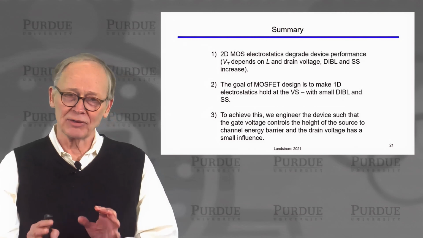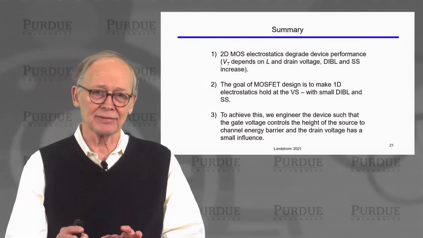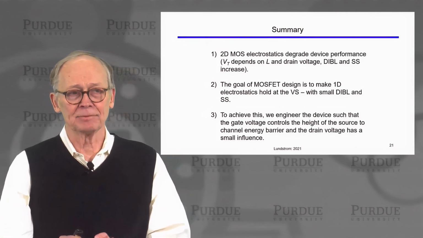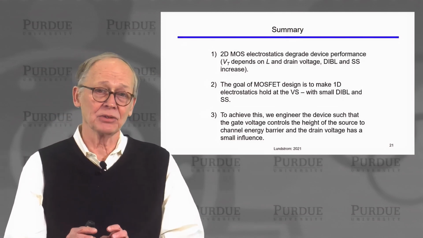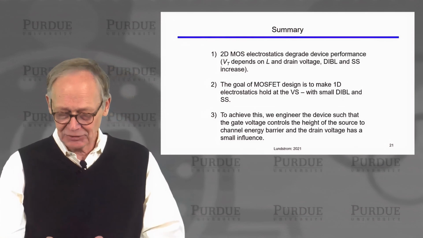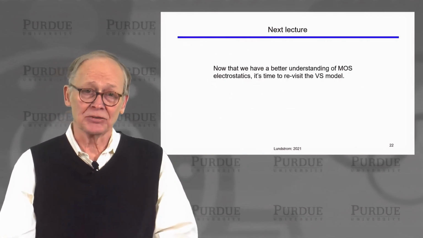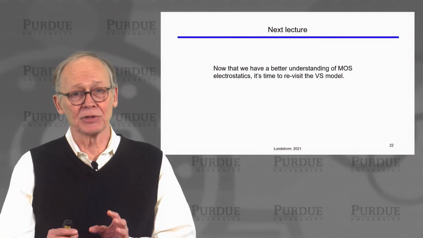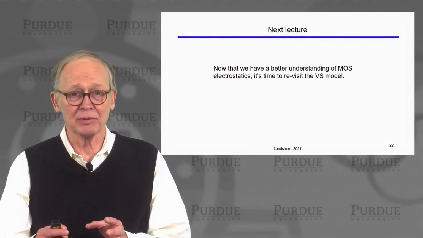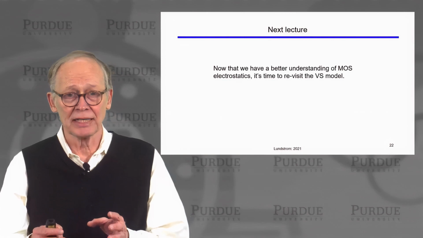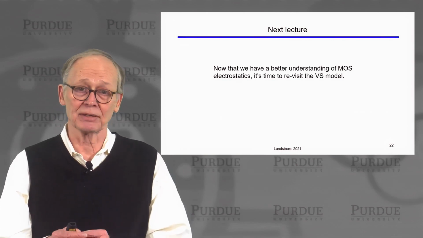Okay, so we've covered a lot of ground. We've talked about a lot of different things regarding MOS electrostatics. We're almost at the end of this unit. In the next lecture, what we will do is to go back and revisit our virtual source model, and based on our better understanding of MOS electrostatics and mobile charge, see if we can make that virtual source model a little bit better.